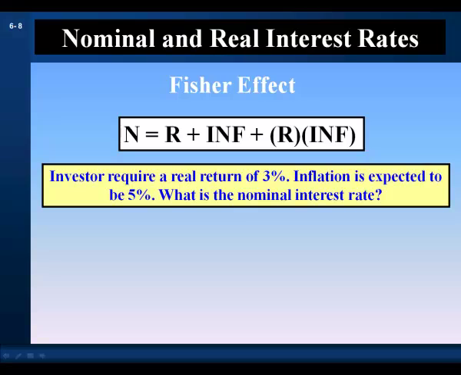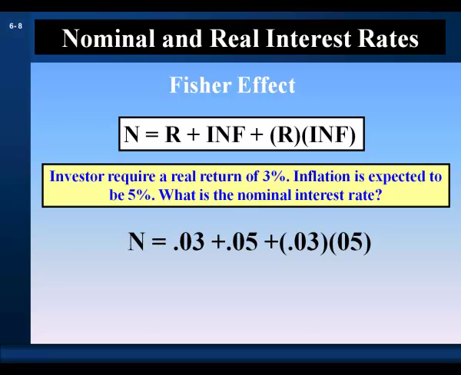Investors require a real return of 3%. Inflation is expected to be 5%. What is the nominal interest rate? So from the Fisher effect, the nominal interest rate is equal to the 3% required real return plus a 5% expected inflation rate plus a cross product term, the required real return times the expected inflation rate. And we get a nominal interest rate of 8.15%.